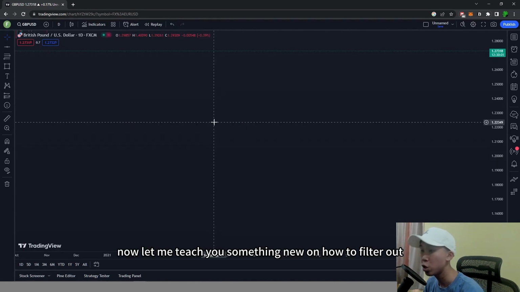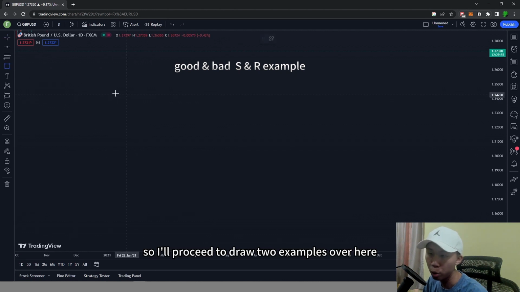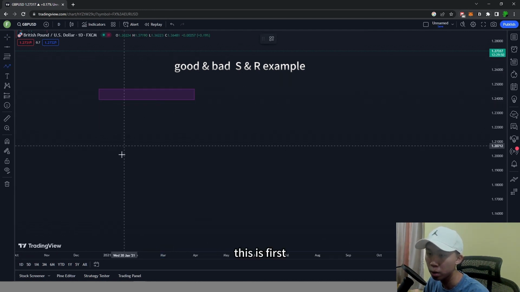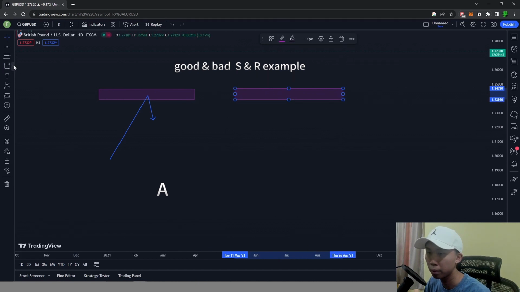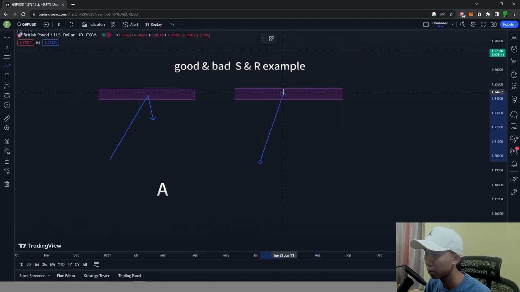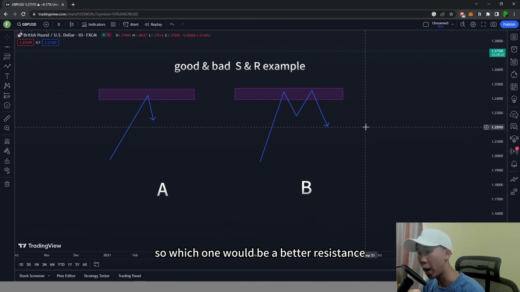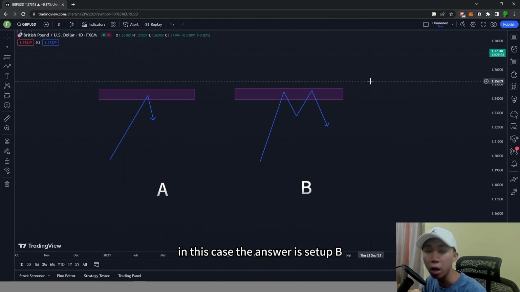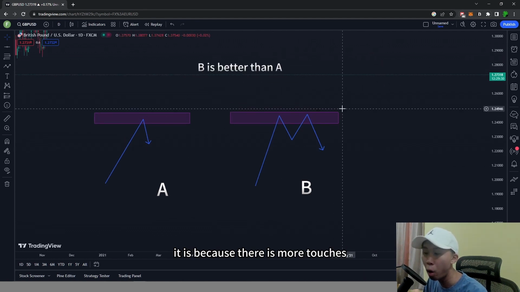Now let me teach you something new on how to filter out good support resistance and bad support resistance. I'll proceed to draw two examples over here. This is setup A, and we have setup B. Which one would be a better resistance in this case? The answer is setup B. It is because there are more touches.